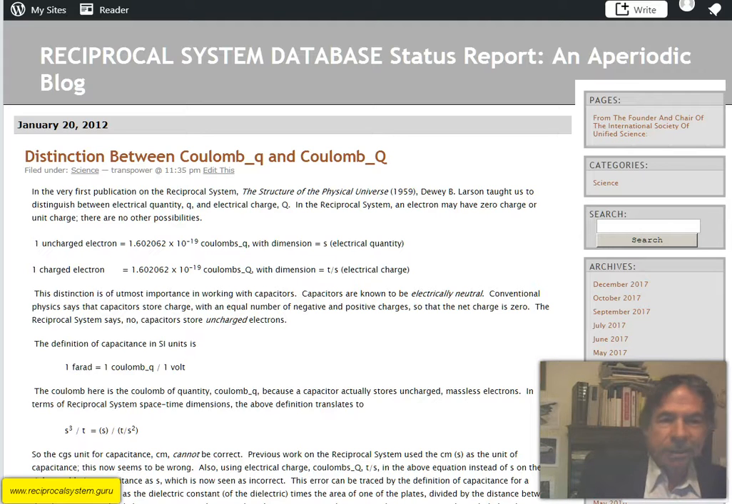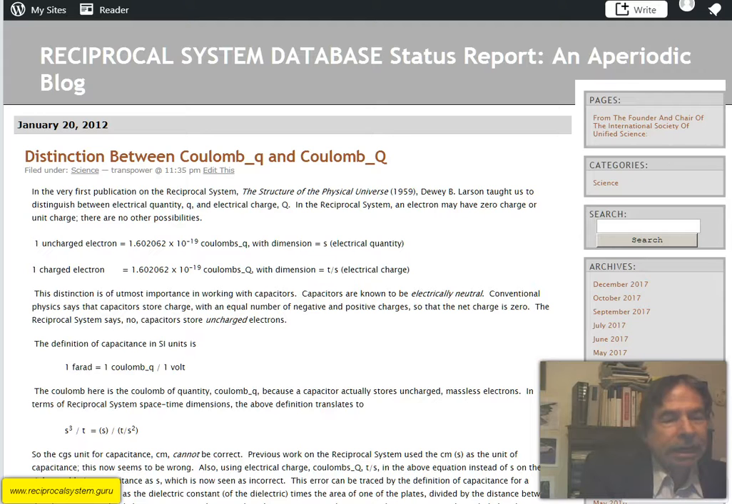As usual with my screencasts, I'm going to be discussing the reciprocal system of theory. Today we're going to look at the distinction between Coulomb small q and Coulomb big Q. Of course, in conventional theory, there is no difference. There are no uncharged electrons in conventional theory, just charged electrons. So quantity and charge are the same. But this is not so in the reciprocal system.